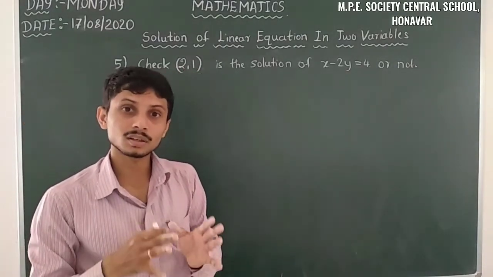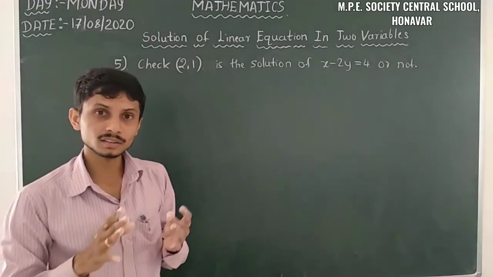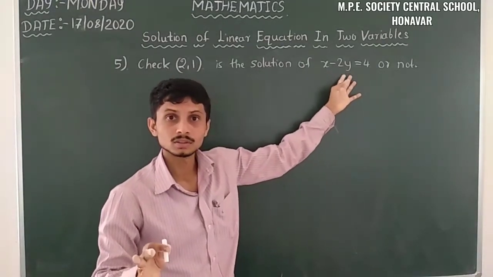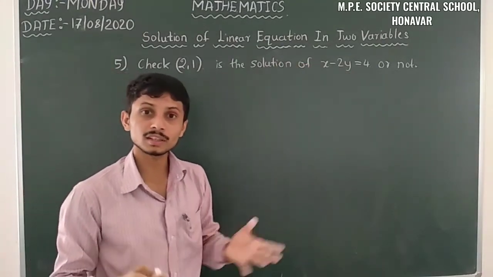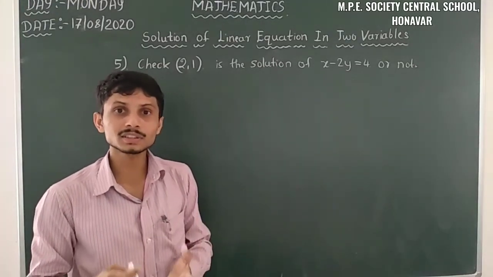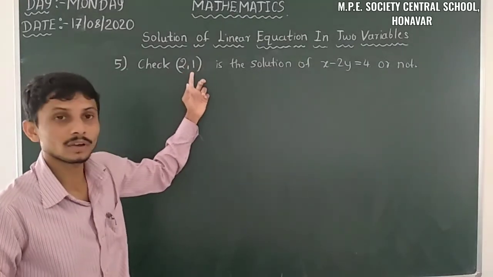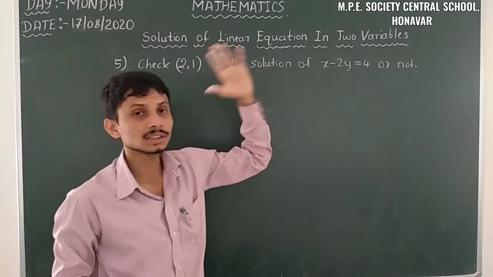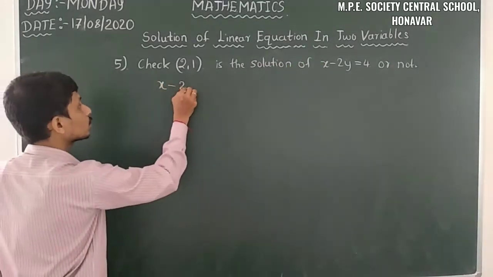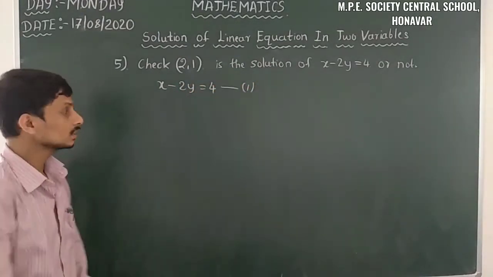So the final solution is given here. But we have to check whether that solution belongs to this equation or not. We don't know, but we have to check that by inserting the value of x is equal to 2 and the value of y is equal to 1 into this equation. Firstly, I will take the equation x minus 2y is equal to 4 as equation 1.